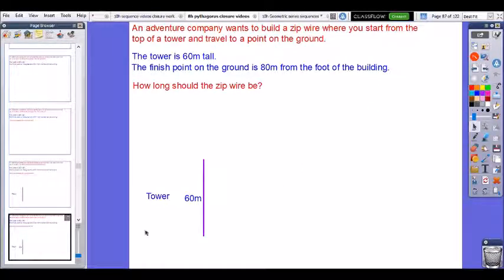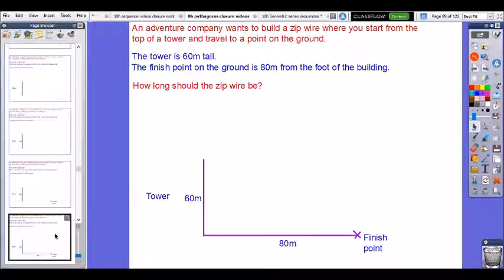So I'm going to add the finish point to my sketch. Let's just draw a little cross, and this is the finish point. The finish point is 80 meters from the foot of the building. So the foot means the bottom. This distance from the cross to the bottom of this tower represents 80 meters. So I'm just going to connect that up with a line and label it with 80 meters.